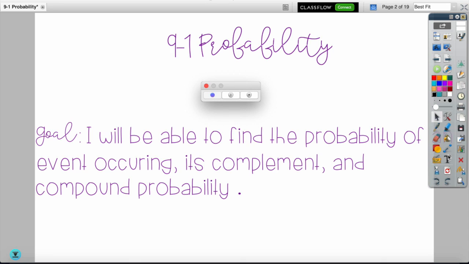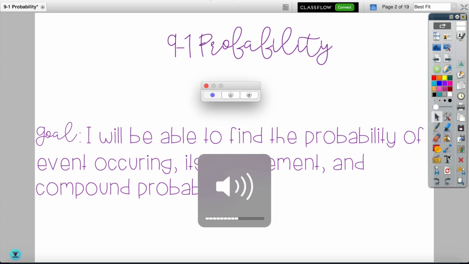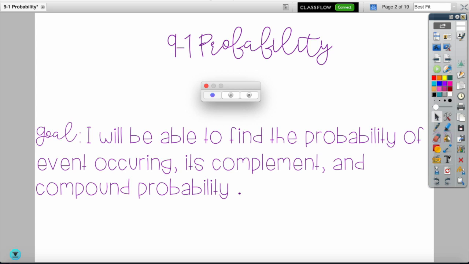We are going to be talking about probability. It's still a continuation from the section that we were in, and you guys pretty much have been dealing with probability already from when you were, I think third grade is when you first learned about probability. But it's going to be something that's very familiar to you. So you guys are going to be able to find the probability of an event occurring.